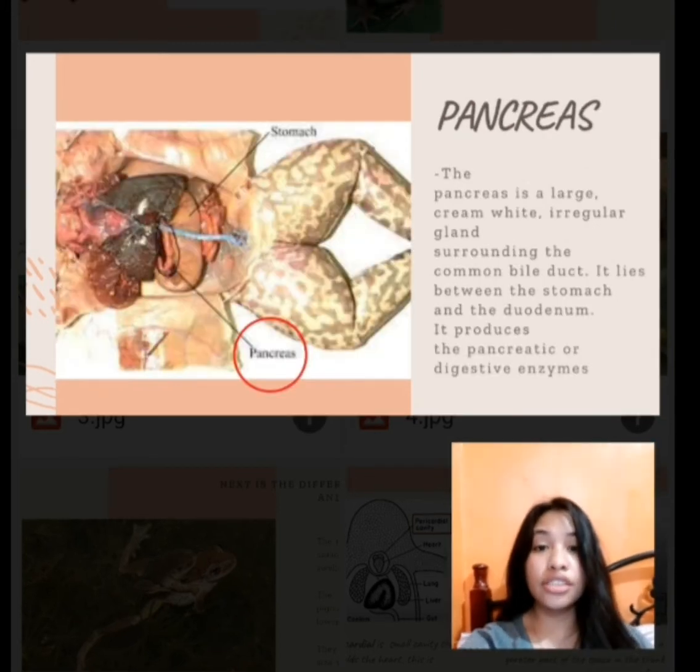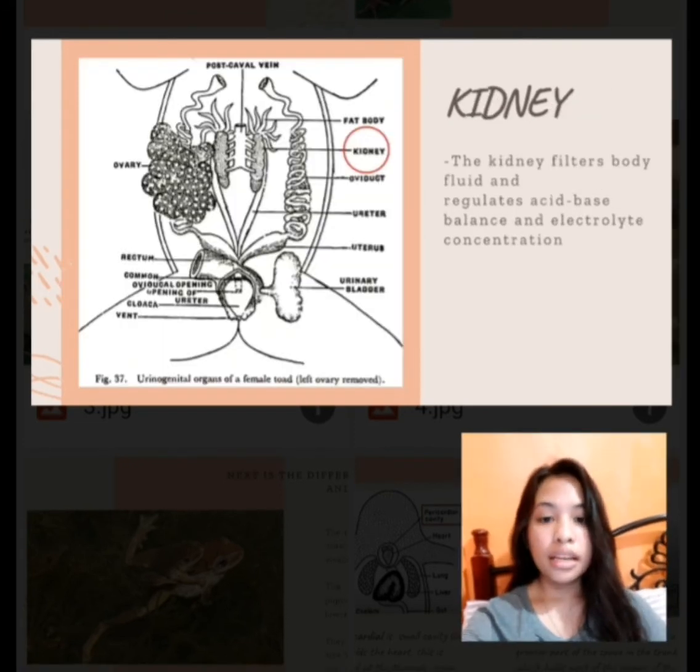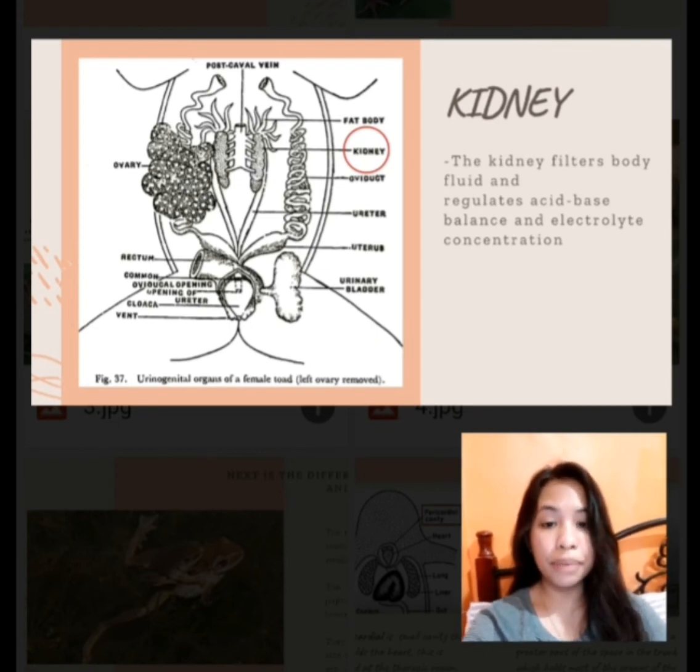Pancreas. It is a large cream-white irregular gland surrounding the common bile duct. It lies between the stomach and the duodenum. It produces the pancreatic or digestive enzymes. Kidney. It filters body fluid and regulates acid-base balance and electrolyte concentration.